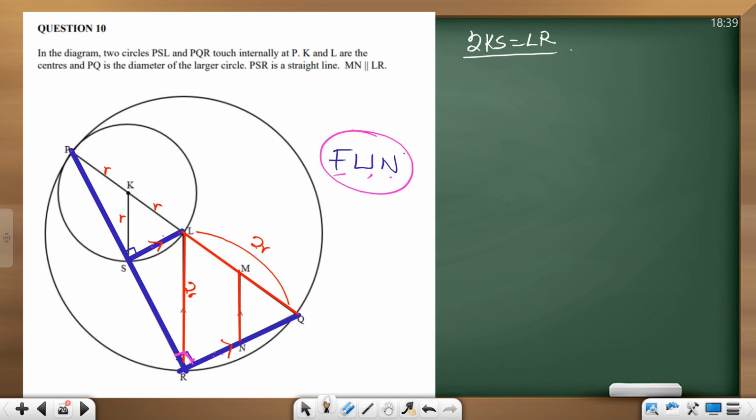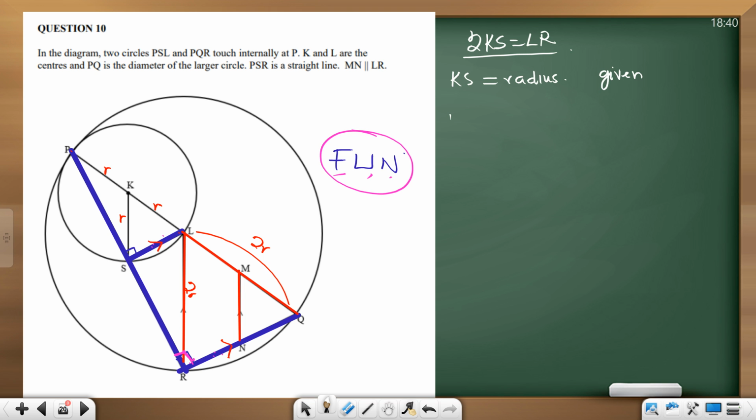What do we know? What would we write? KS is a radius, right? KS is a radius. That's given. Let's write all the reasons so that we don't lose marks. Given. What can you tell me? PL is the diameter. Does that make sense to you? I cannot jump to LR immediately. PL is the diameter of the smaller circle.